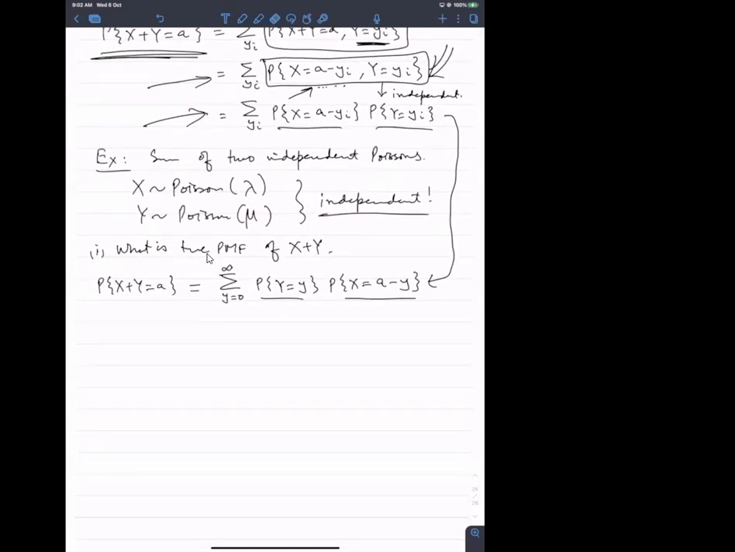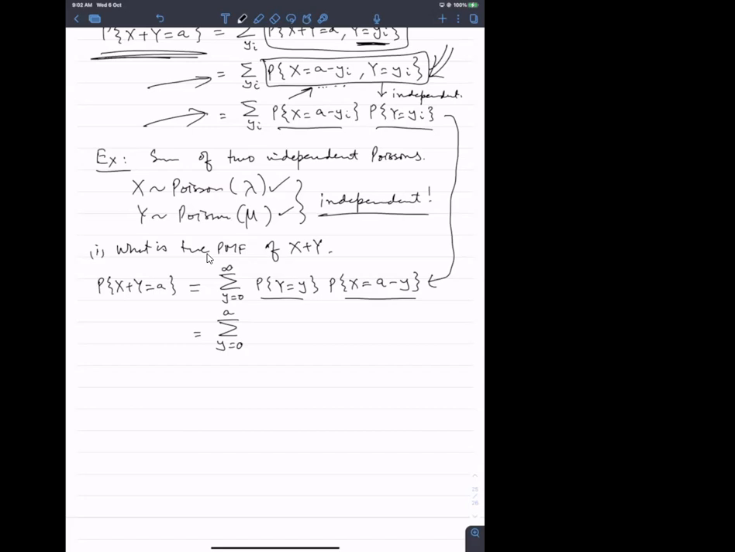So x and y are given to you, and their parameters have also been told to you. Now we are asking what is the probability that y is equal to y. Y is a Poisson. So let me first fix the sum here: y going from 0 to a. Why did I fix it to a? Because a Poisson random variable cannot be negative.